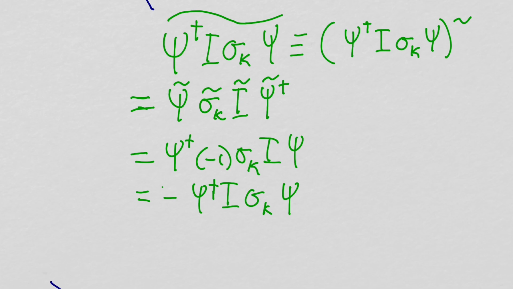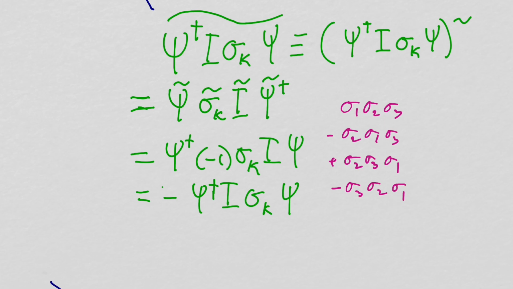Now we have to say, okay, sigma k, well, if we're doing the reversion in the relative algebra, it doesn't reverse, right? Because it's a vector in the relative algebra. But I in the relative algebra, right, I is sigma 1, sigma 2, sigma 3, which is minus sigma 2, sigma 1, sigma 3, which is plus sigma 2, sigma 3, sigma 1, which is minus sigma 3, sigma 2, sigma 1. So this was I, and this is I reverse. So I equals minus I reverse in the relative algebra.